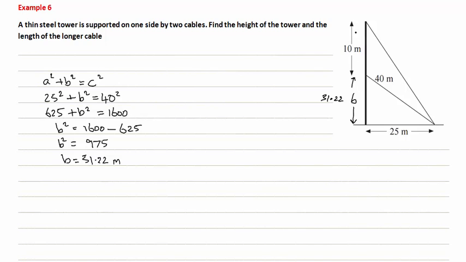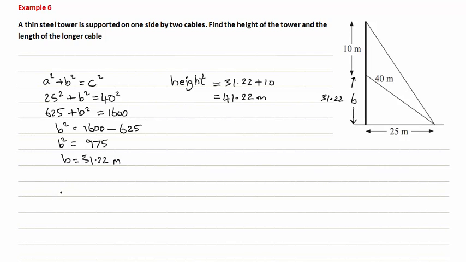Okay, so we found the height of the tower. The height would be 31.22 plus 10. So we get 41.22 meters. Okay, that's the first bit there. Now we need to find the length of the cable.